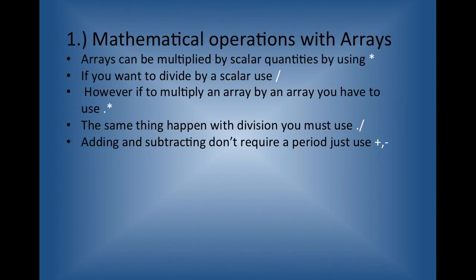The last thing is mathematical operations with arrays. Arrays can be multiplied by scalar quantities by using just your regular asterisk and your slash mark for division, but when you're multiplying an array by an array, you have to use a period before the multiplication sign or the division sign, and if you want to add them, you can just simply use a plus or minus.